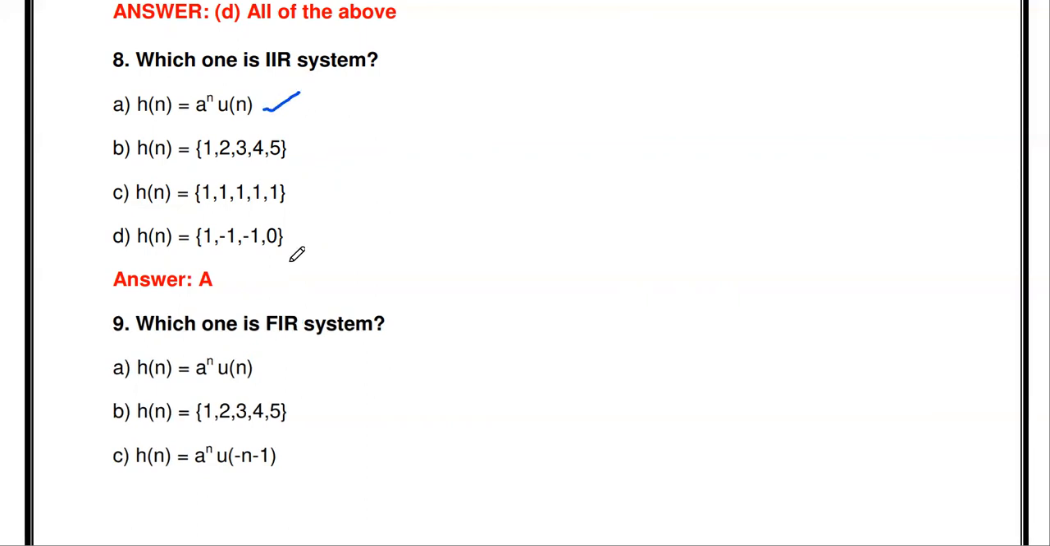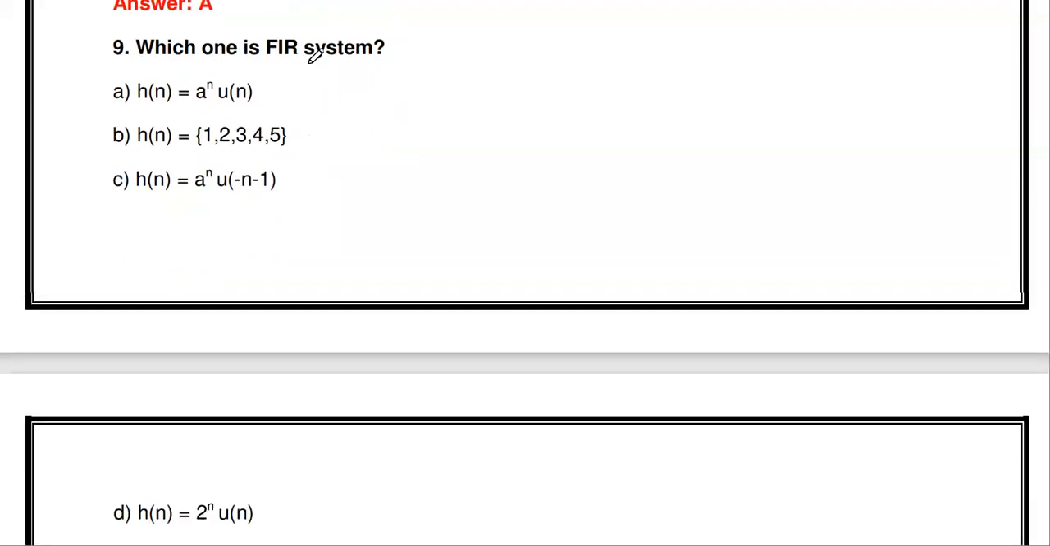But you see the remaining three, H of n has only 5 samples. Here 5 samples, here 4 samples. So these three are examples of FIR systems, and this is an example of IIR. IIR means the impulse response has an infinite number of samples. Consisting of infinite samples means it is called an IIR.